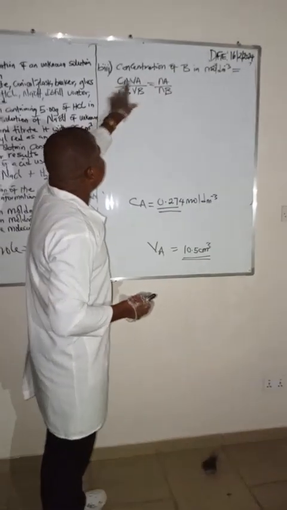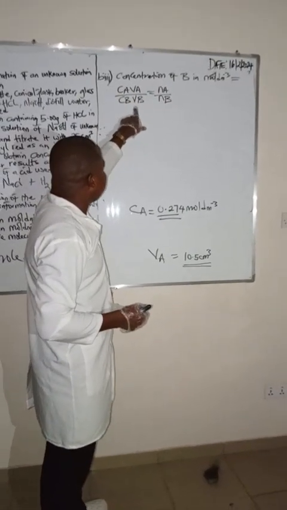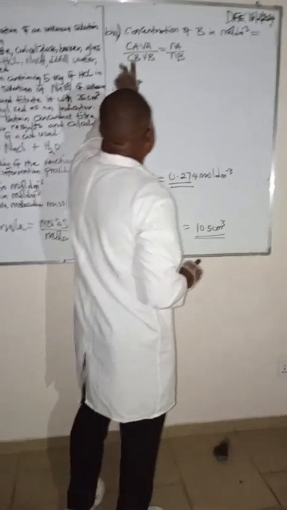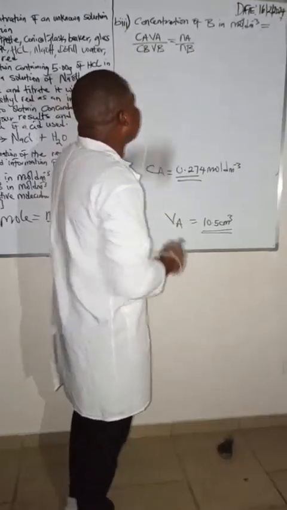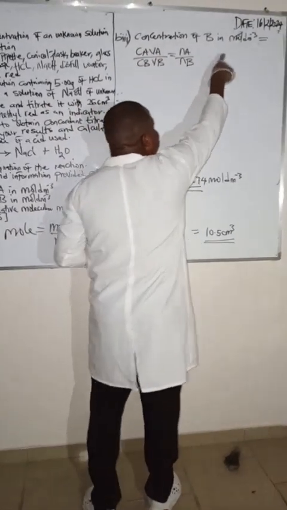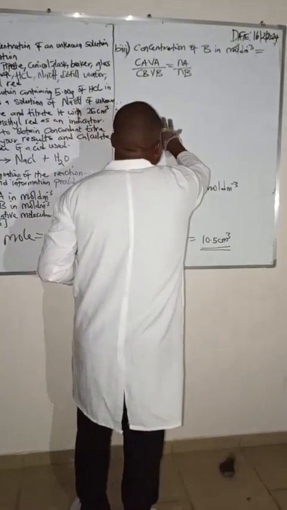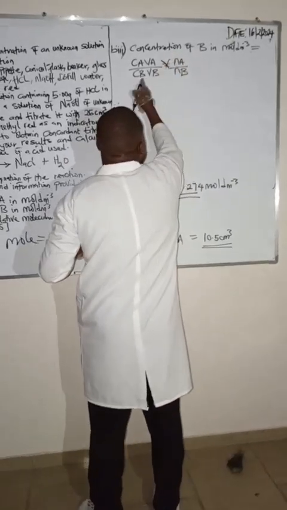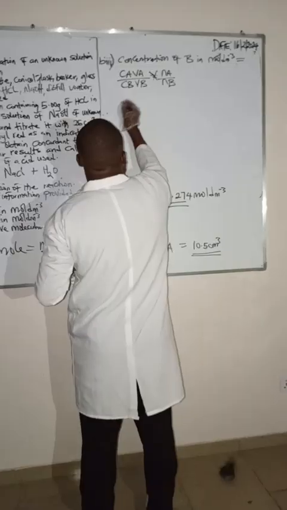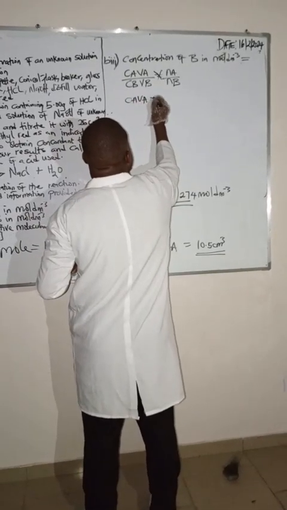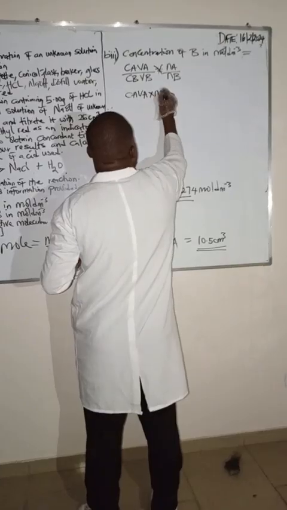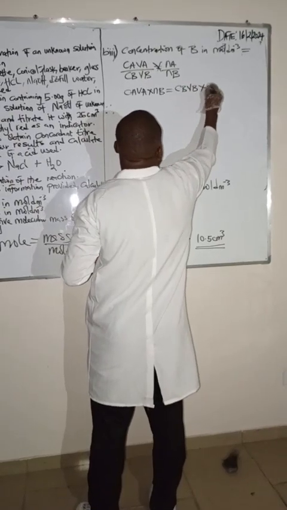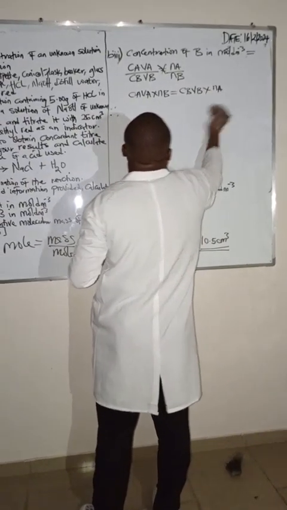Now, CAVA over CBVB is equal to NA over NB. We are going to make CB the subject of formula because we are asked to calculate the concentration of B in mole per dm cube. Are you following? This is our titration formula. So let's cross multiply. Cross multiplying, we will have CAVA times NB is equal to CBVB times NA. I'm sure you get this.